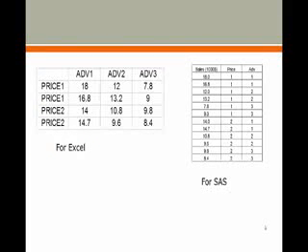If I was working with Excel, the data would be presented this way. Advertising 1, 2, and 3, price 1 and price 2, and this is the sales. To run this analysis in SAS, I need to create a column with all the sales, a column with the level of prices, and a column with the level of advertising. This is how SAS will do it.